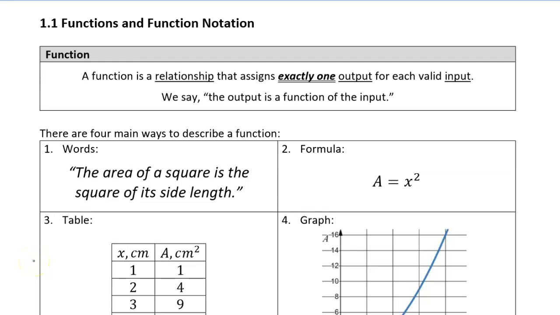Welcome to Math 108. Today we're going to talk about functions and function notation. So first of all, what is a function? A function is basically a relationship. Now, a lot of the relationships we're going to be looking at in this class are going to be numerical, right? We have numbers in, numbers out. But it doesn't have to be numerical.